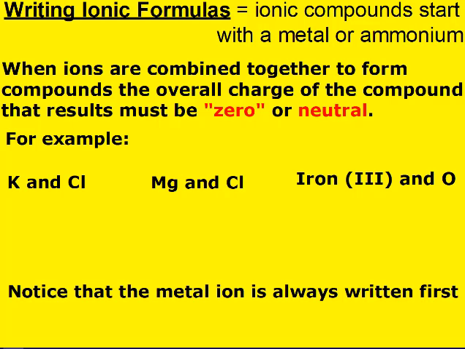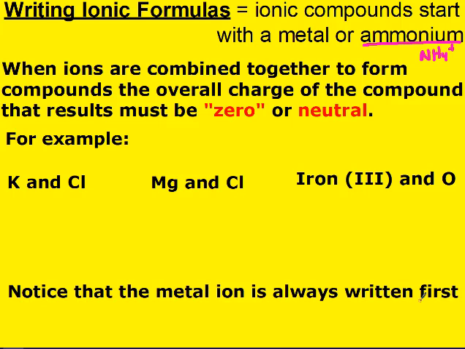So this video is working on writing ionic formulas. An ionic compound starts with a metal or ammonium. Remember that ammonium was our only positive polyatomic ion, which is NH4+. When ions combine together to form compounds, the overall charge of the compound that results must be 0 or neutral. So we're trying to get them to cancel out. And the metal ion is always written first.